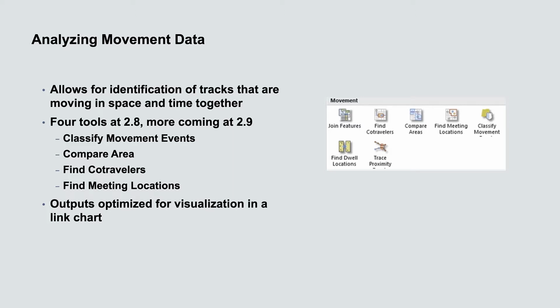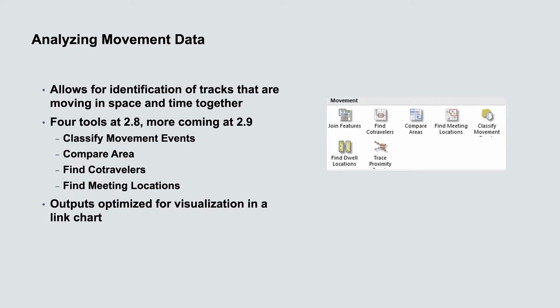And there's 4 tools. Classified movement events allows you to understand how individual tracks are moving throughout the environment, whether or not they're turning, accelerating, and so on. Compare areas allows you to have defined areas of interest and identify what tracks are present inside of those areas of interest, and whether or not they're in those areas within a specified time window.